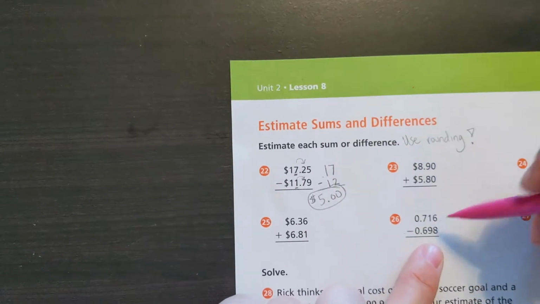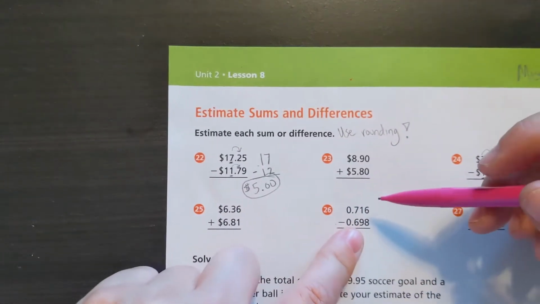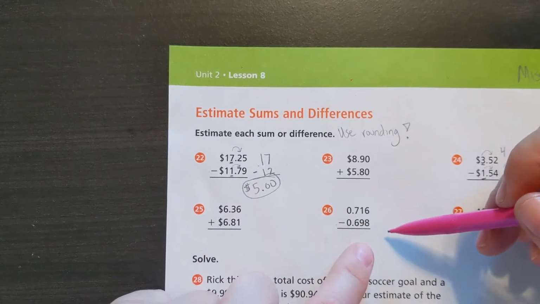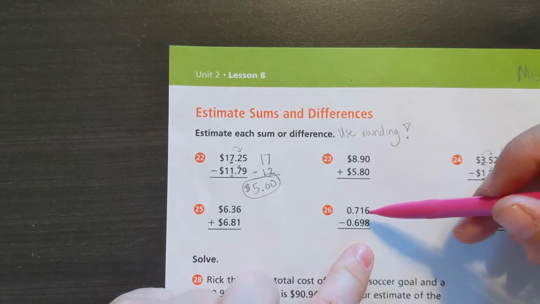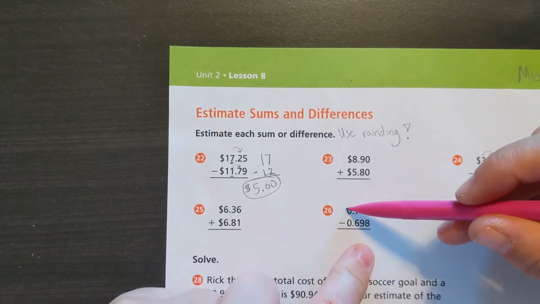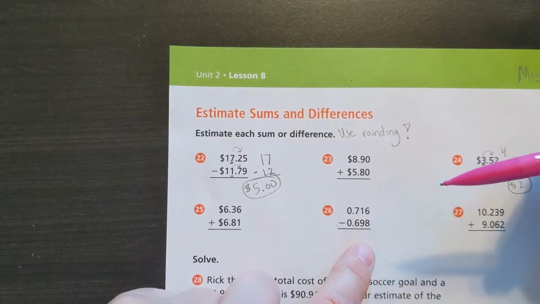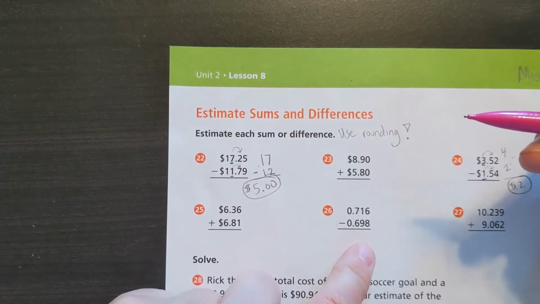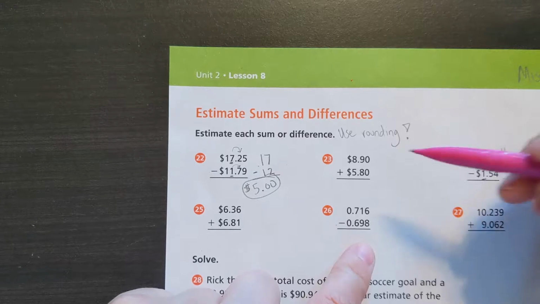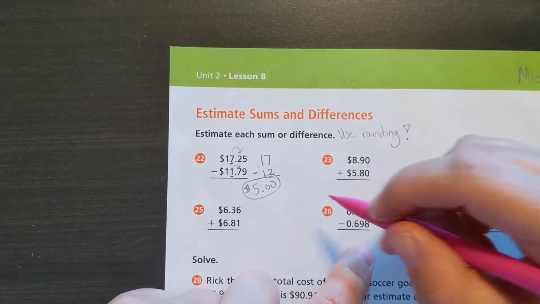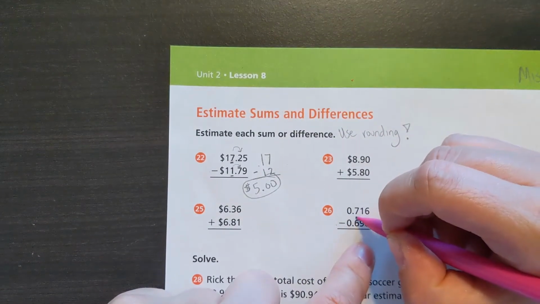Let's try one that's not money. Number 26. What do you think, which place value do you think it would be best to round this one to? Maybe the ones? Maybe the tenths? Yeah. I think it might be good to round to the, you could round to the hundredths if you really wanted, but let's round maybe to the tenths. Okay?